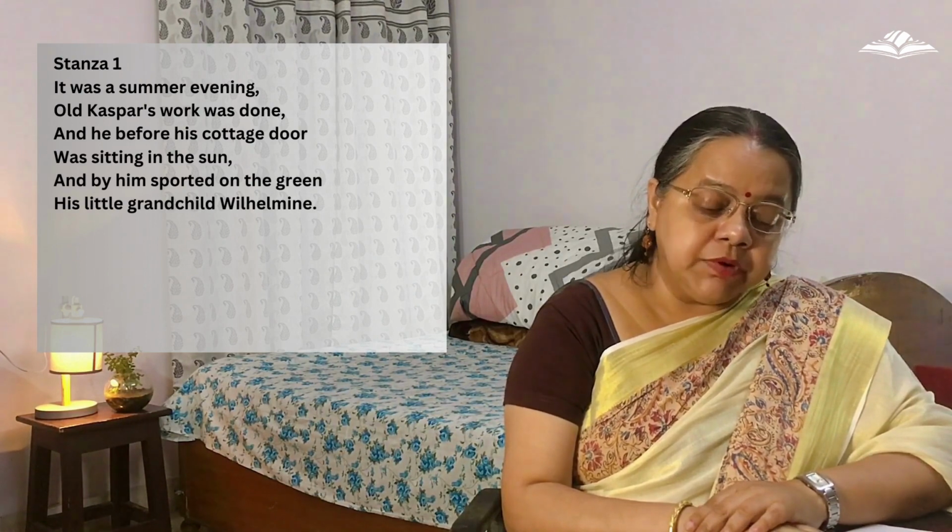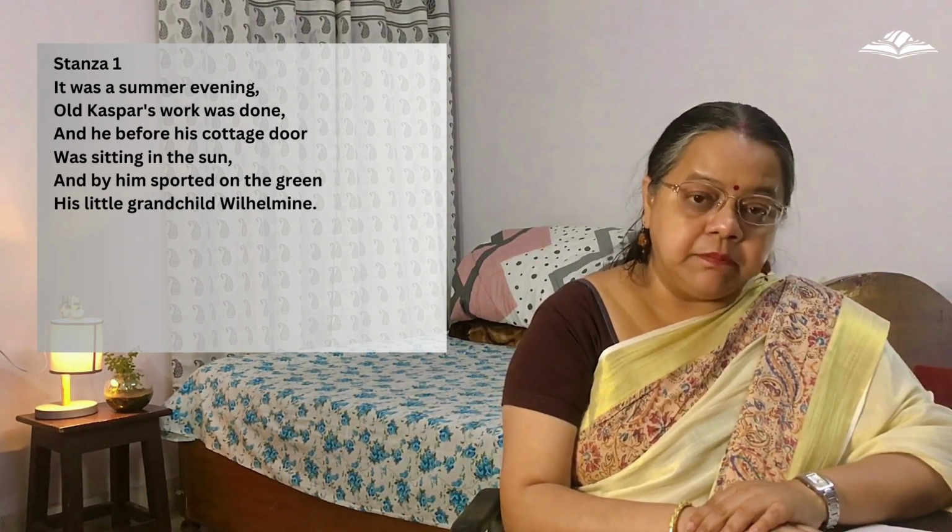Beginning with a stanza-wise summary of the poem. Stanza 1. It was a summer evening, old Caspar's work was done, and he before his cottage door was sitting in the sun, and by him, sporting on the green, his little grandchild Wilhelmine.